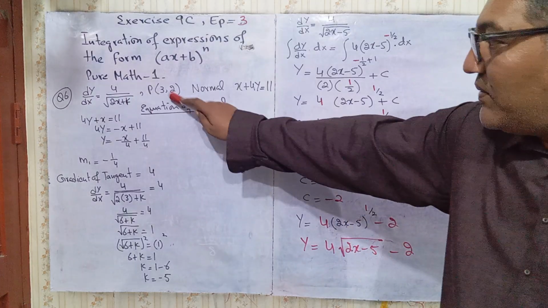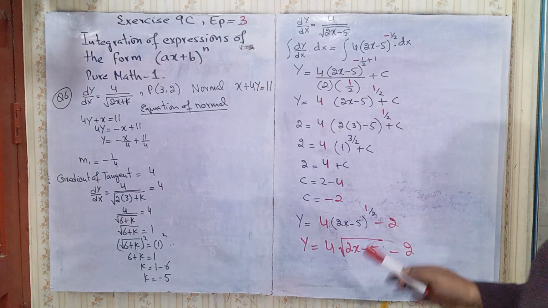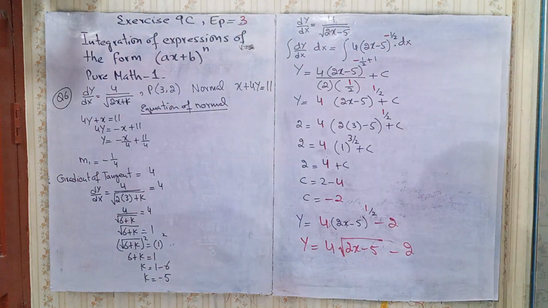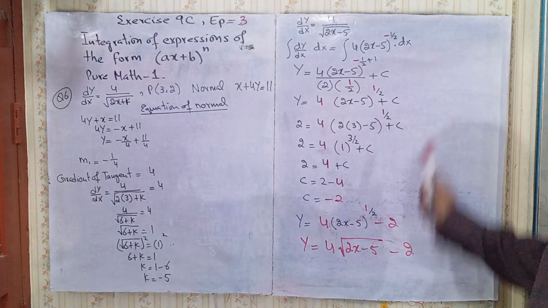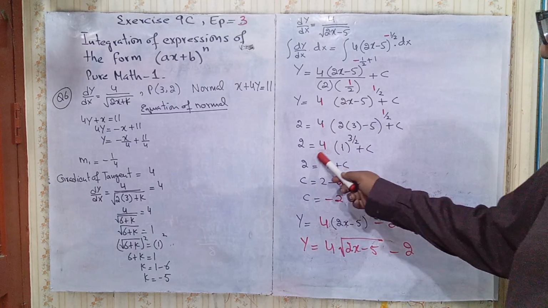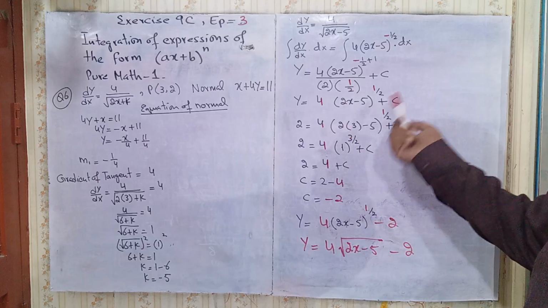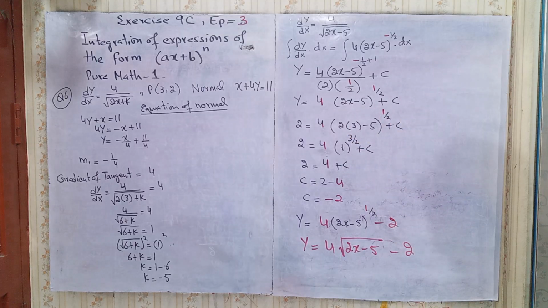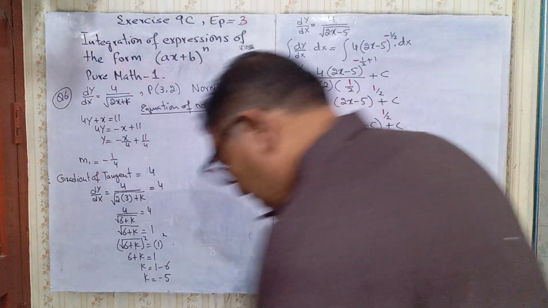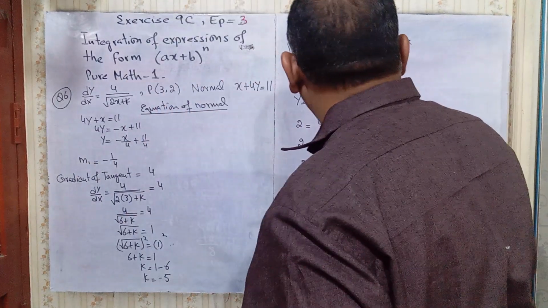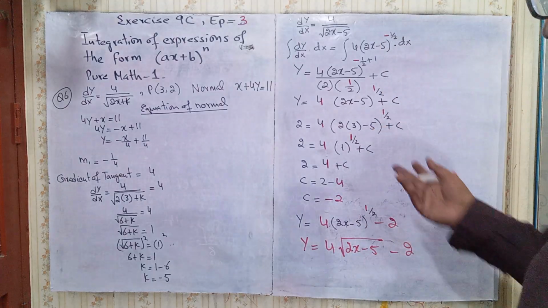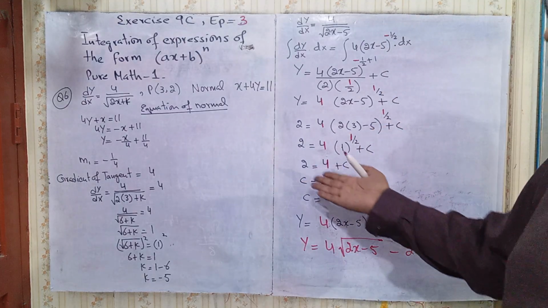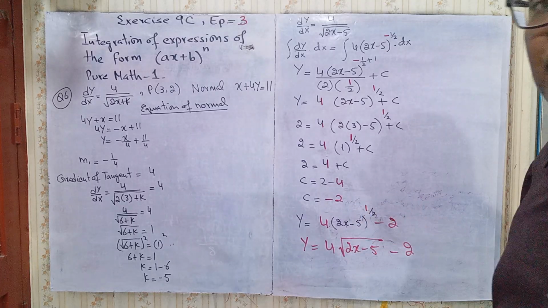Because this point P lies on this curve, in place of x I will put 3, and in place of y I will put 2 to find the value of c. So 2 equals 4 bracket 2 into 3 minus 5 bracket close raised to the power 1 by 2 plus c. So this is 6 minus 5, that's 1. Excuse me, this is not 3, this is 1. So 1 raised to any power is 1. So 2 minus 4 is minus 2. So the c value is minus 2.